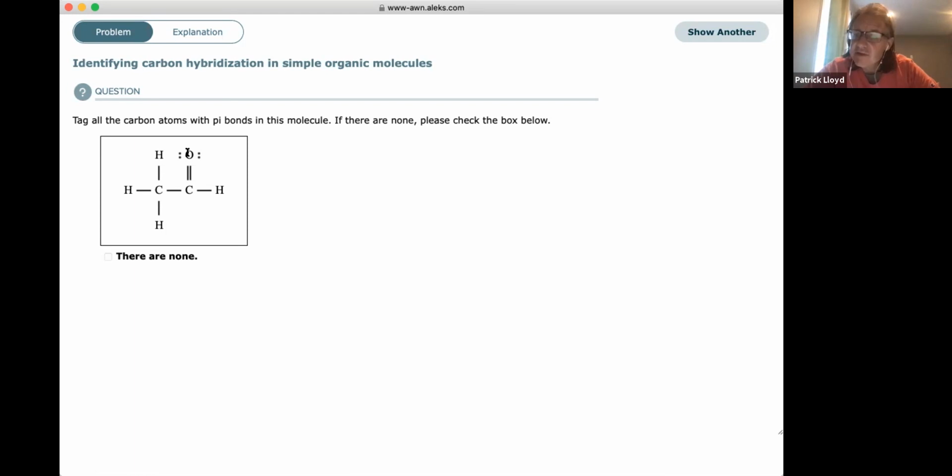It actually has a pi bond to the oxygen atom, right? So the oxygen atom also has a pi bond. But there you go. Okay, let's look at another one.